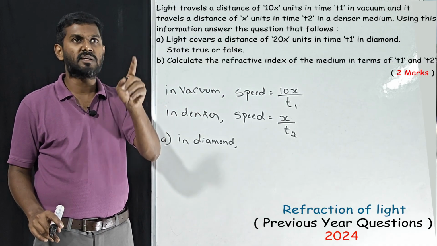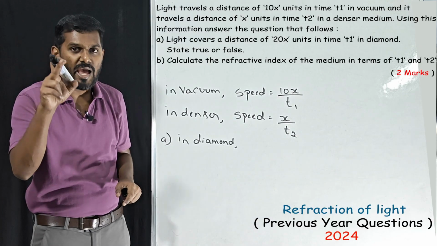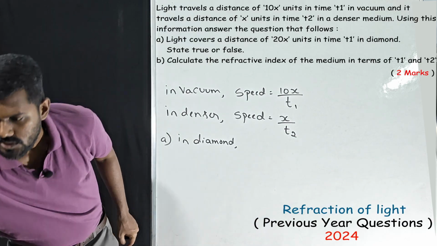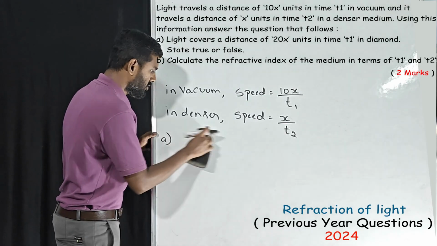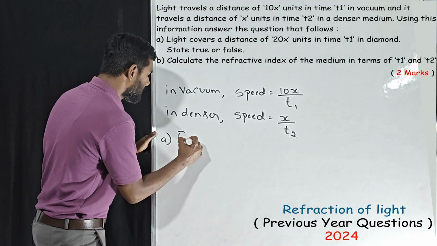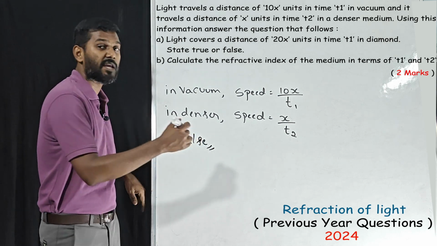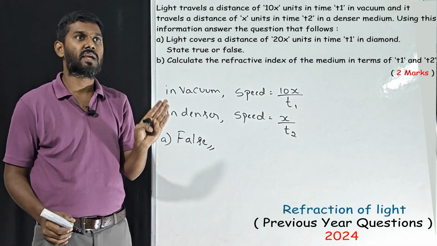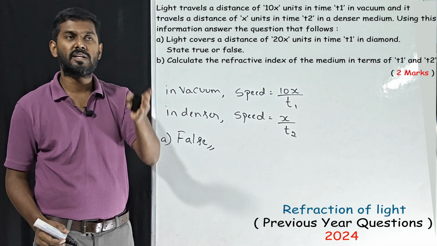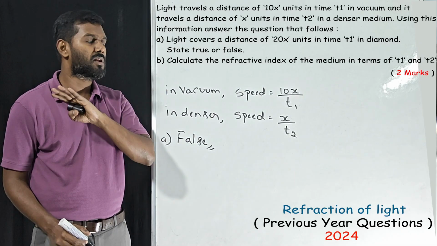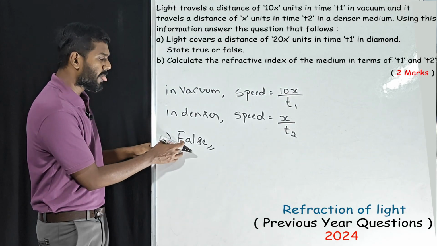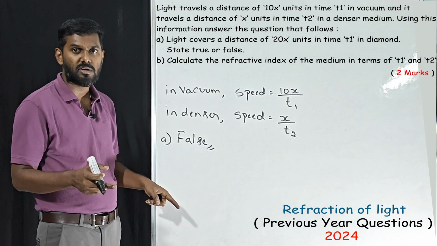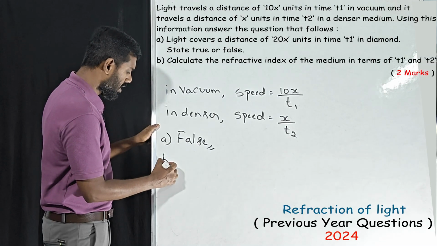So now they are asking us to state true or false. Are they asking for a reason? No, then don't write one. They are just asking true or false. You don't have to write the word diamond also. We can easily say this is false. See how I am saying this is false? In vacuum it is traveling only 10x distance, and they are saying in diamond it is going to cover a distance of 20x. Do you think that is possible? That is not possible. And the time is the same in vacuum as well as in diamond, T1 and T1. So it is completely wrong.